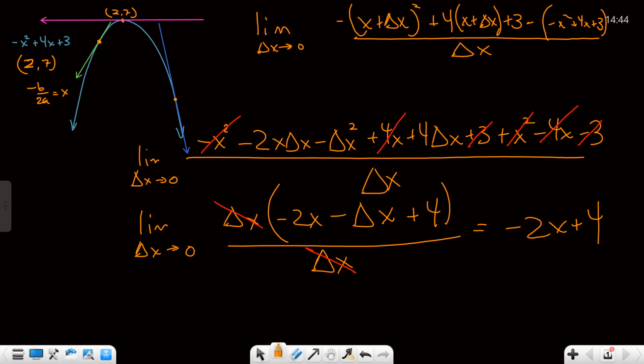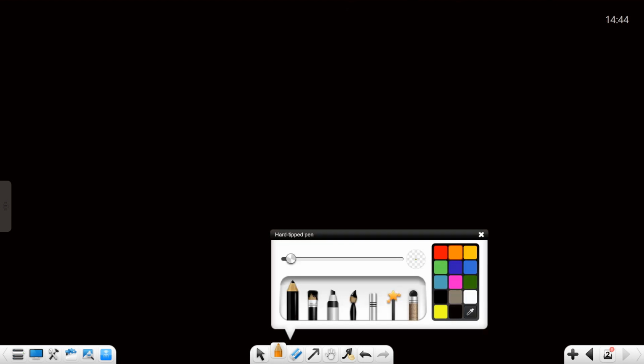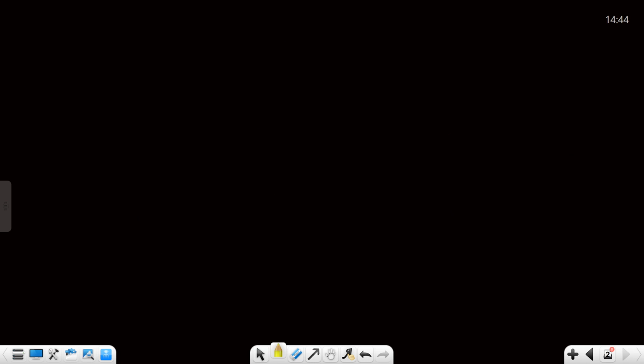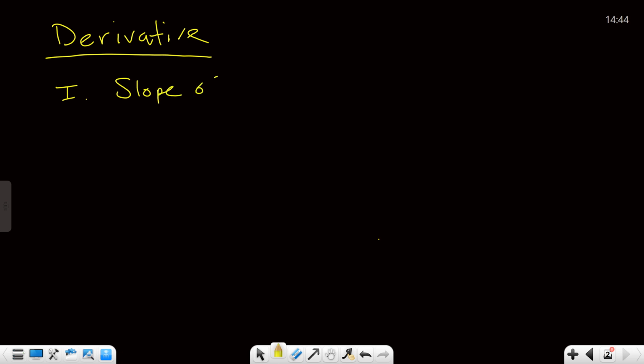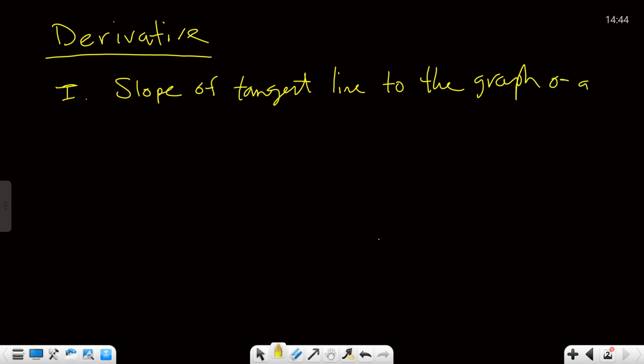So, next screen. Why did we do a derivative? Well, one of the things we're going to learn is a derivative serves 3 purposes. Number 1: slope of the tangent line to the graph of a function.